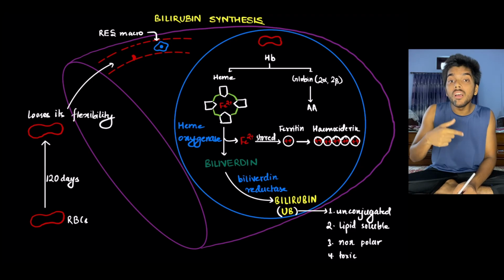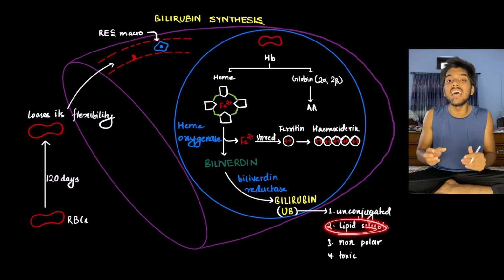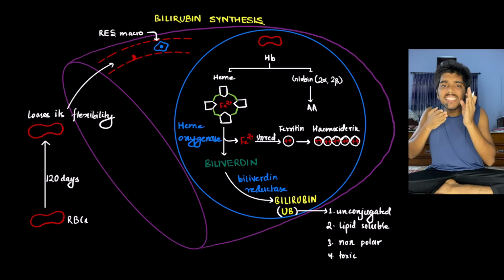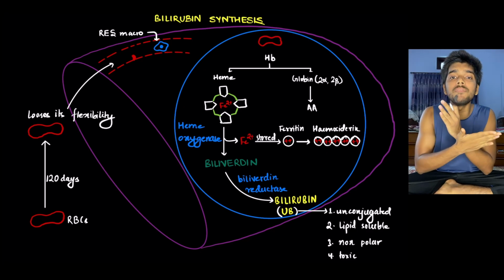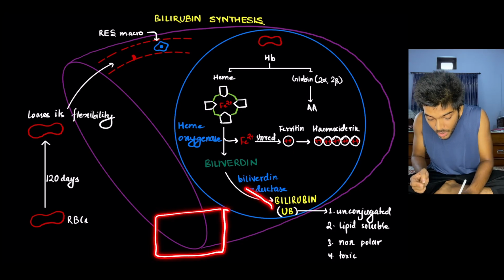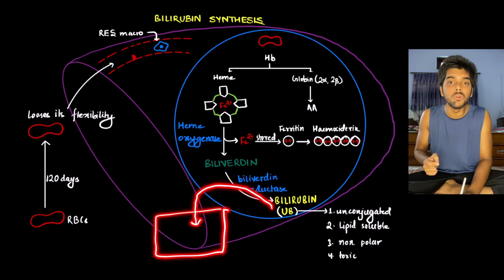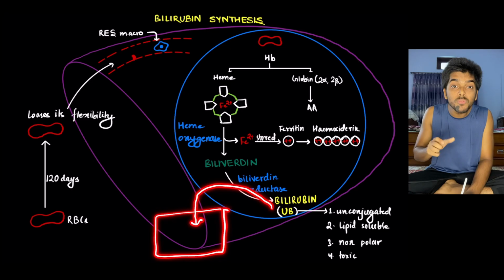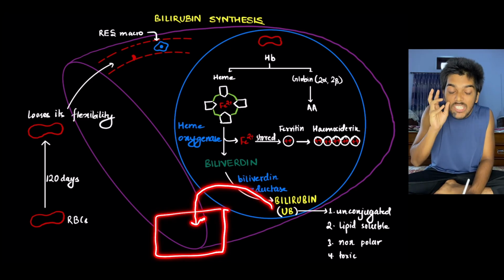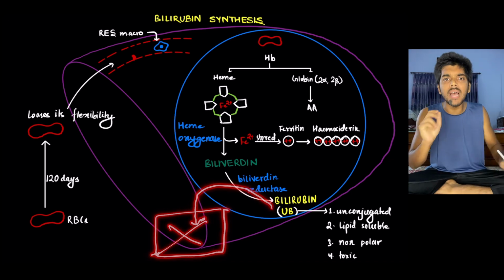Since it is unconjugated, it is lipid soluble, that is, it loves lipid. And lipid soluble substances can easily cross through the plasma membrane of the cell. So since bilirubin is lipid soluble, it will cross through the plasma membrane of the tissue. But this bilirubin is what? It is a waste end product. Waste. It is toxic, so it will destroy the tissue as well.